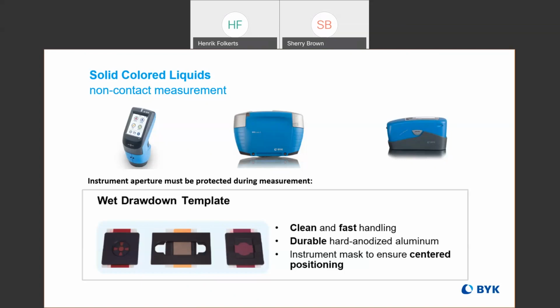You can see of these wet drawdown templates, the one on the bottom left is for our original Spectra Guide device. We also do have one for our newer Spectra 2 line of spectrophotometers. And on the right there, you can see the template for the BIC-MAC eye instrument. In the middle there, we also actually have one for our gloss meters as well. So whatever type of measurement you want to do, we can provide a wet drawdown template that will allow you to measure it without contaminating your instrument.